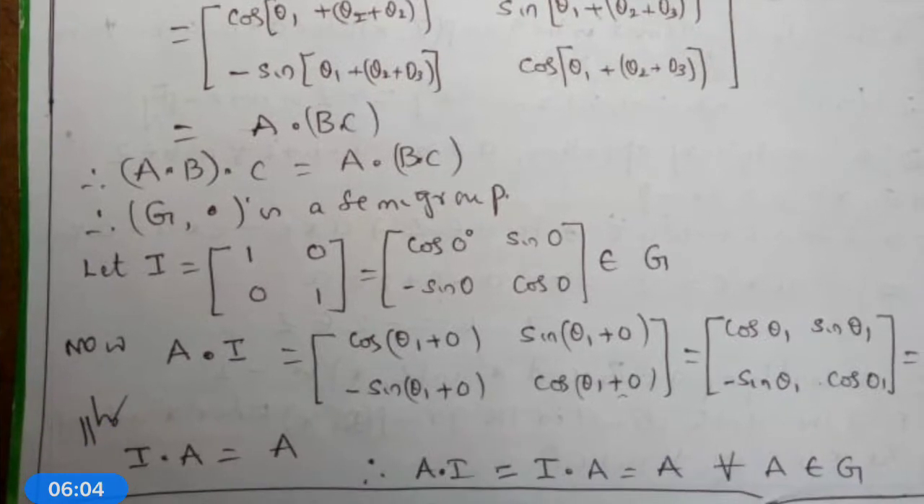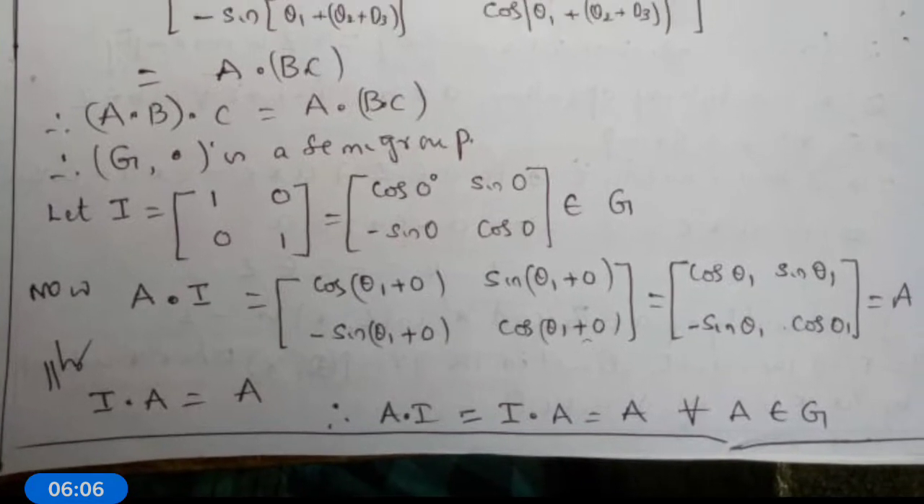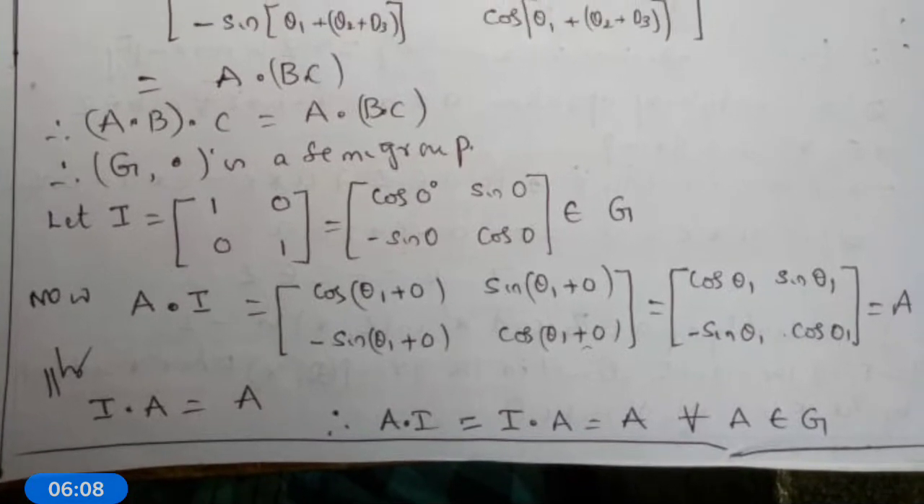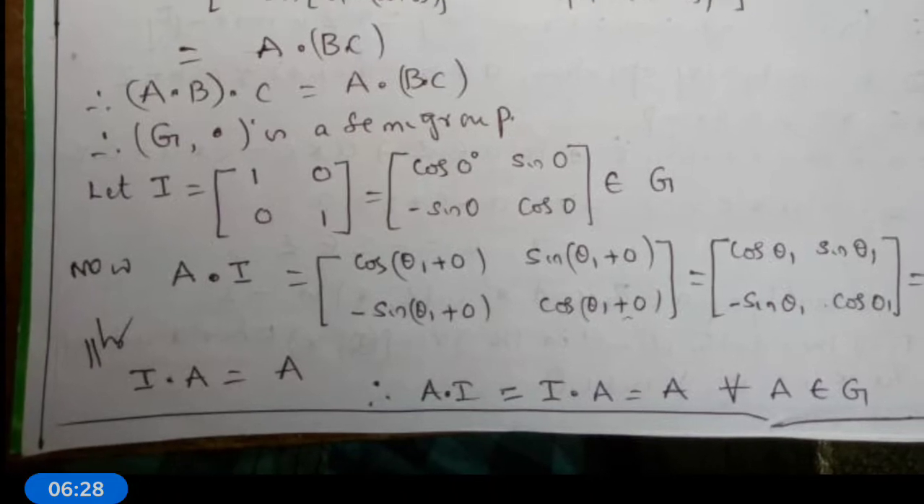Therefore, (G, ·) is a semigroup. Now, choose I equal to [[1, 0], [0, 1]], the 2 by 2 identity matrix. 1 can be rewritten as cos 0 and 0 can be written as sin 0. Therefore, I is equal to [[cos 0, sin 0], [-sin 0, cos 0]]. It is a 2 by 2 matrix in G. Therefore, I also belongs to G.